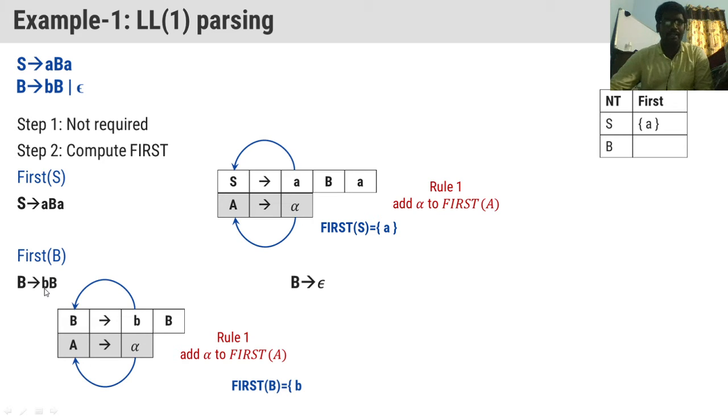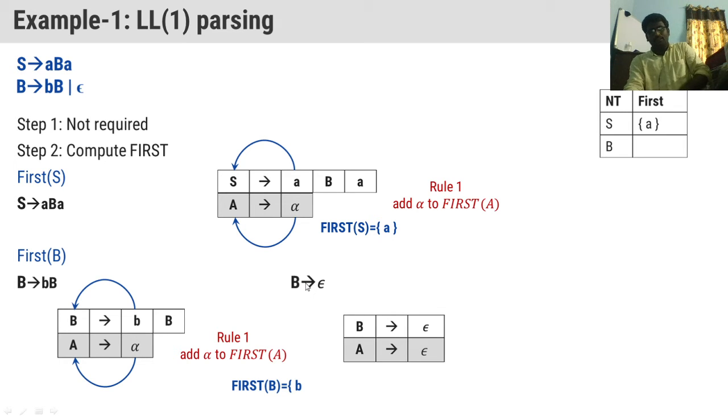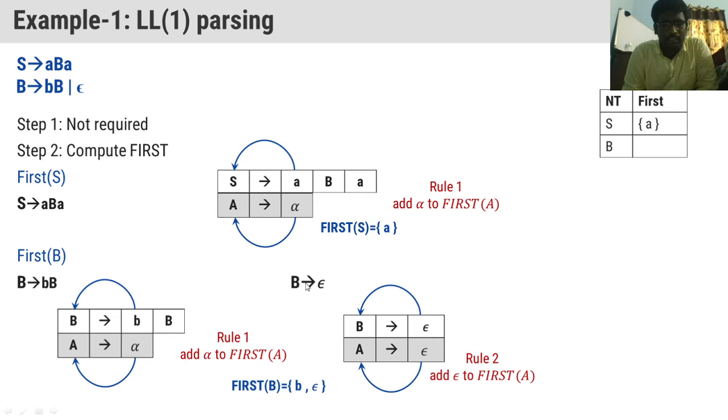Still we have not completed. Why? Because B is having another production epsilon. If B is generating epsilon, we will also include that epsilon to the first set of B. So now first of B equal to small b comma epsilon. Why? Because B is having two productions. In one production, the starting symbol is small b. In another production, the starting symbol is epsilon. That's why first of B equal to small b comma epsilon.